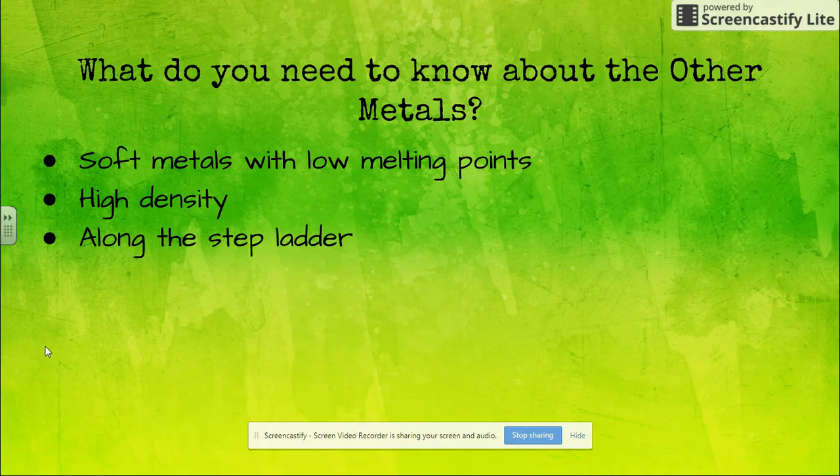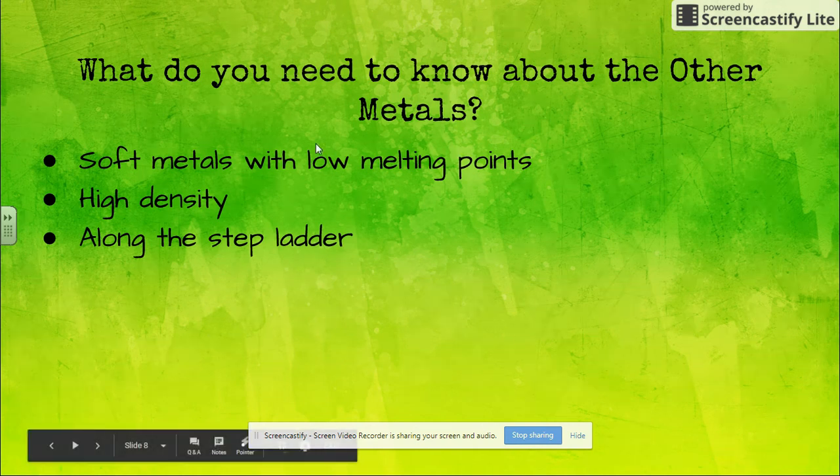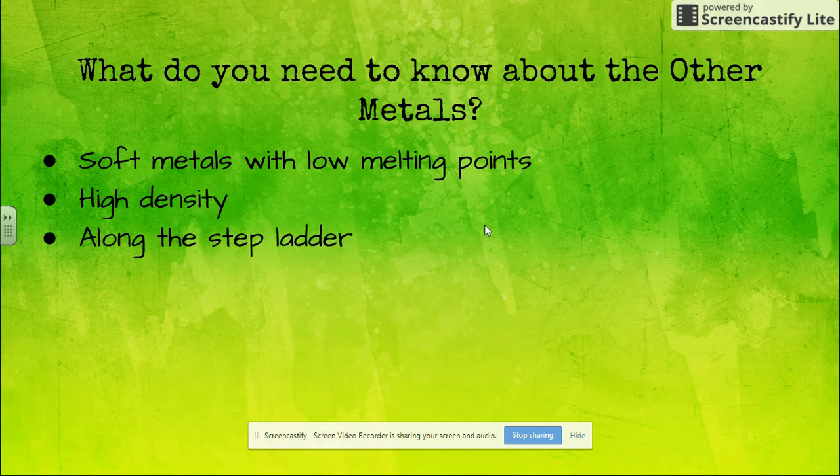Now, this is what you need to know about our other metals. Not very much here. They're soft metals and they've got really low melting points. So think about this. Low melting points. Is that a physical property or a chemical property? What do we think? Physical property is right because it can be measured. Can you measure the matter in some way? That's physical for sure.